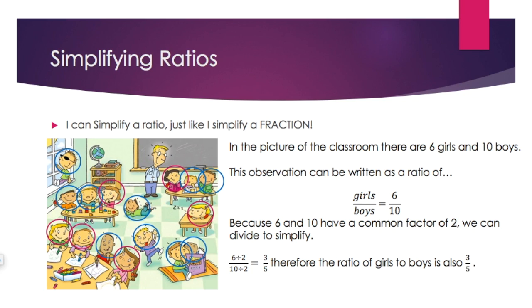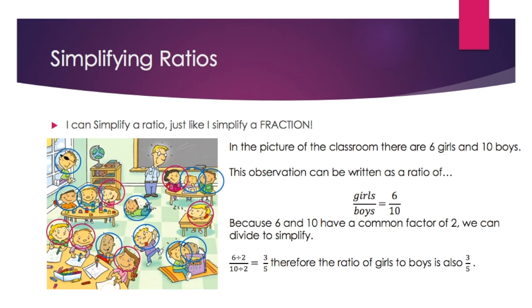I can also simplify ratios just like I simplify a fraction. It makes sense that because I can write a ratio as a fraction, I can also simplify it. So in the picture of the classroom, there are 6 girls and 10 boys, and I circled them for you in pink and blue just so that it's easier for you to see. This observation can be written as a ratio of girls to boys, which is 6 to 10.